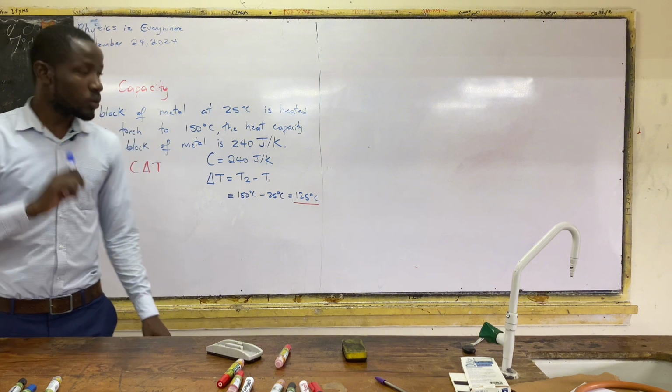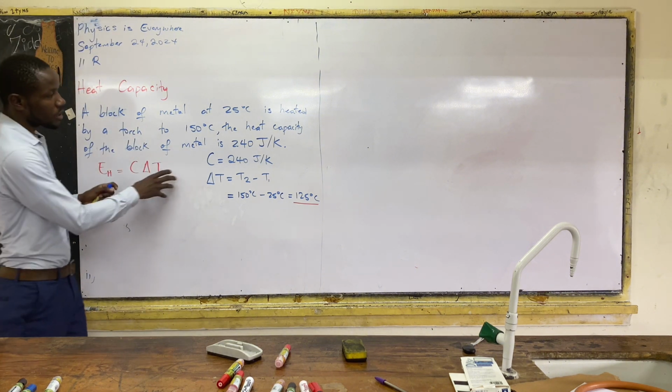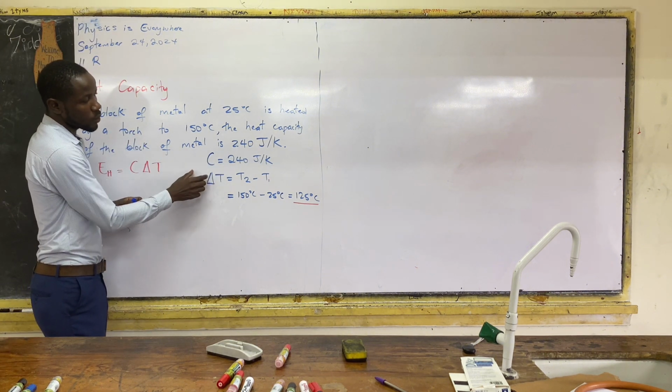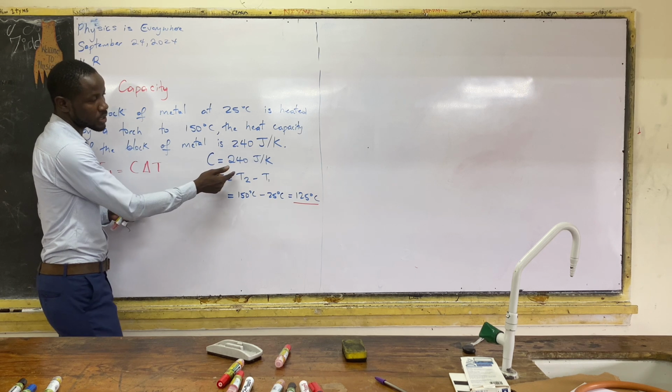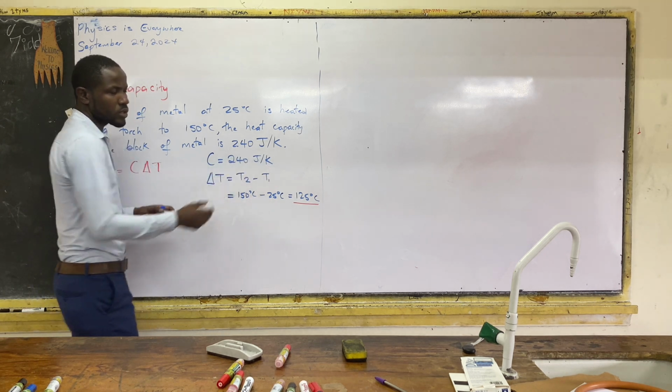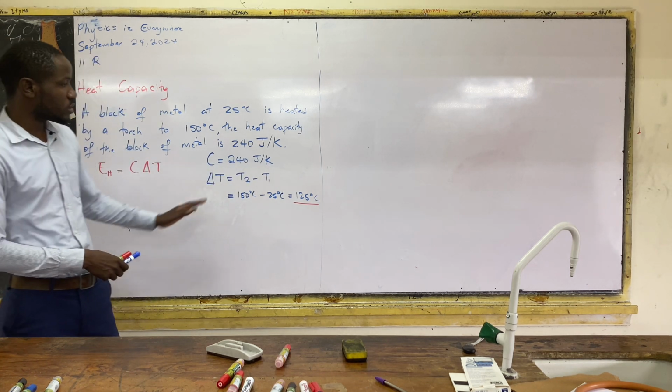Now, notice that in our formula, we have C as the heat capacity in joule per Kelvin. So, we would want to have the temperature expressed in Kelvin.